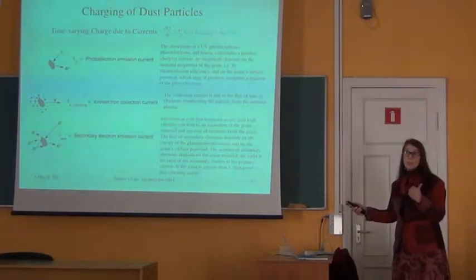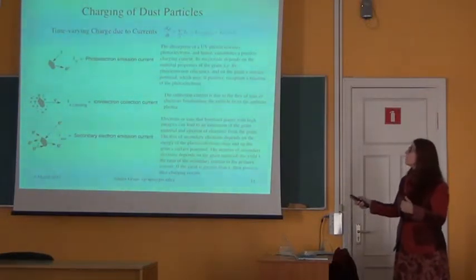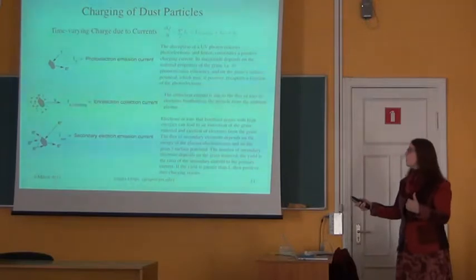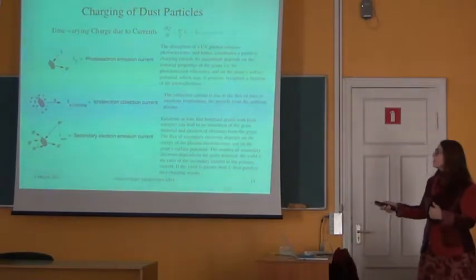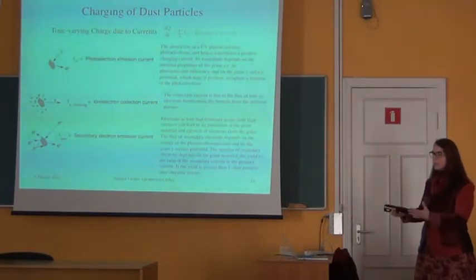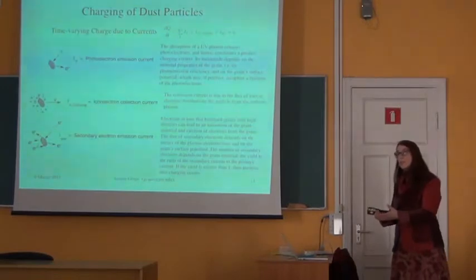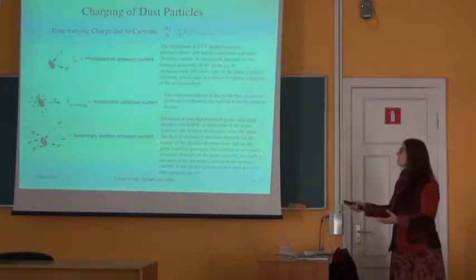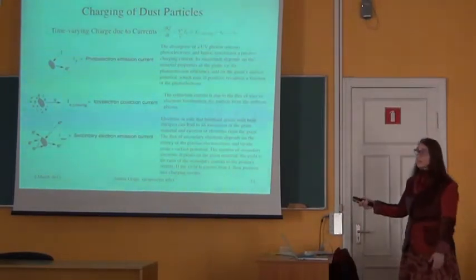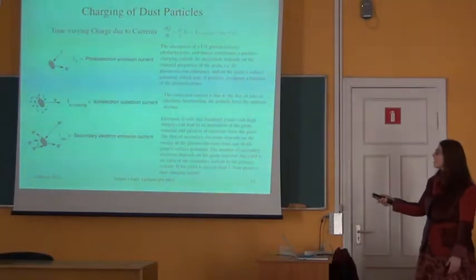It has one less electron. So photoelectron emission current is a positive charging current. And then another charging current is, let's say that dust is just sitting in the plasma. There's ions and electrons. So if an ion hits, it's charging positive. If an electron hits, it's charging negative. And so these can balance out. So this is the ion and electron collection current.